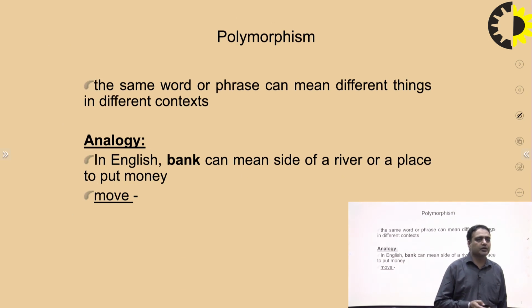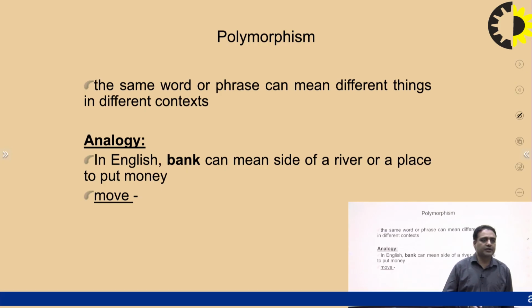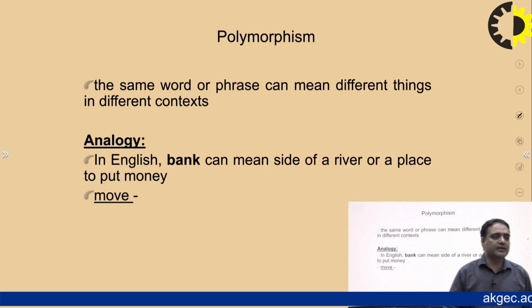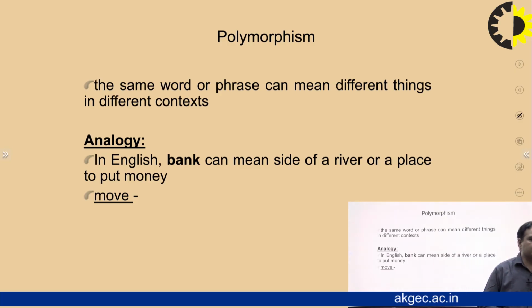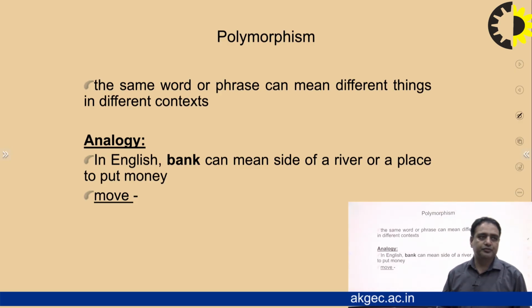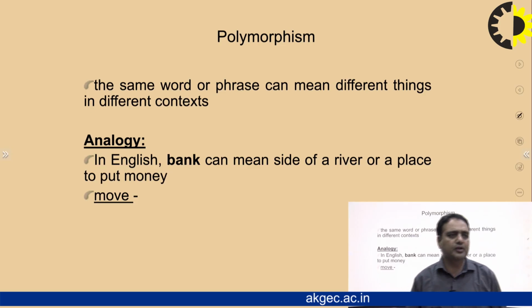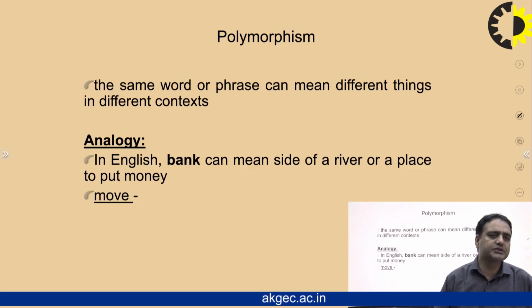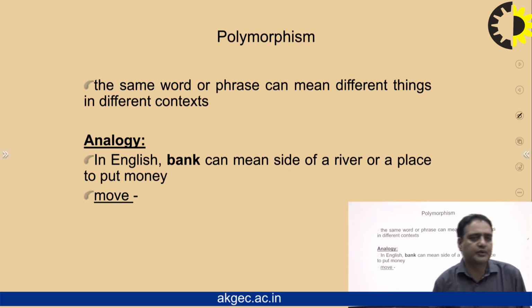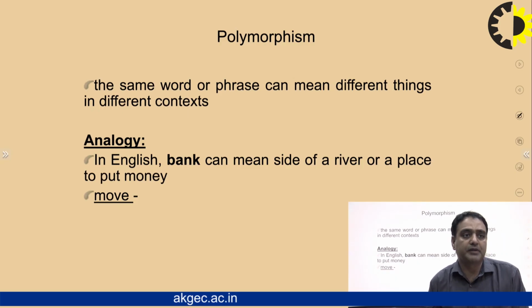Polymorphism: the same word or phrase can mean different things in different contexts. In English, bank can mean the side of a river or a place to put money. That is the concept of polymorphism. You can use the same function, but in a different manner. What does different manner mean?